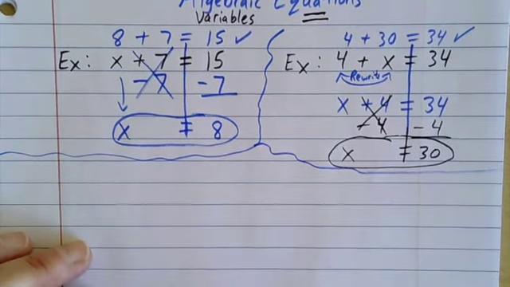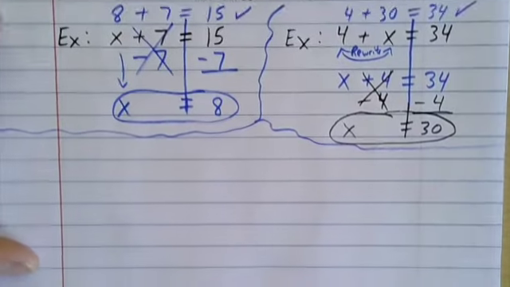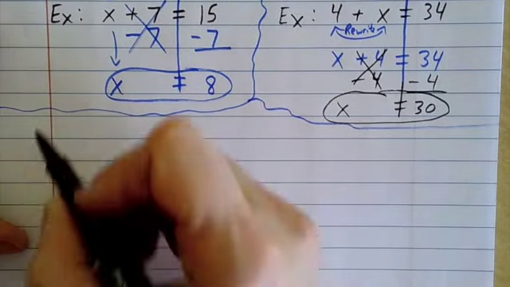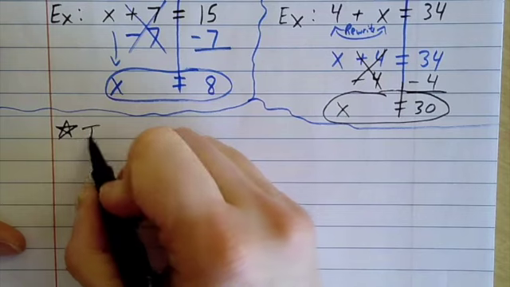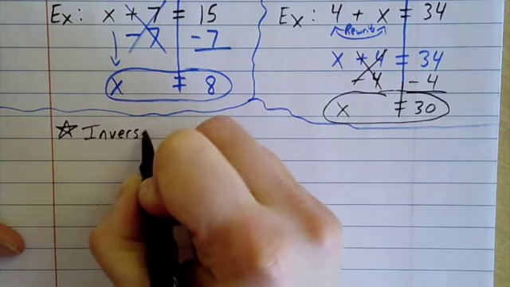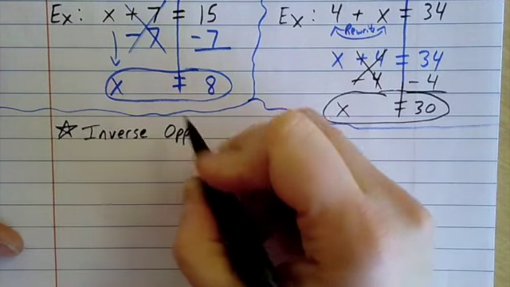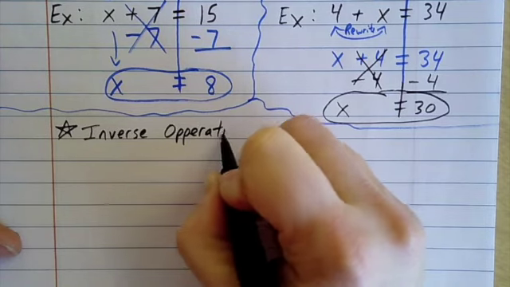What's important to know with solving algebraic equations? We call it the inverse operation, so put a star in your notes. Inverse operation, which basically means to do the opposite of whatever sign you see.